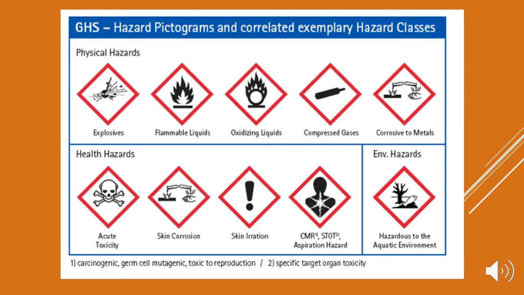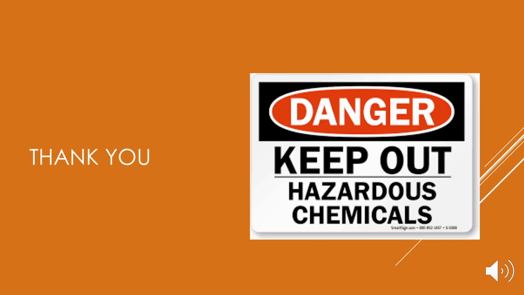On the bottom row, you have health hazards all grouped together, and those are pretty self-explanatory. The one that is skin irritation always has the exclamation mark, and it means irritation and inflammation. And then our final hazardous placard is hazardous to the environment, and it always has the tree and the fish. And that was all about chemical hazard communication placards.